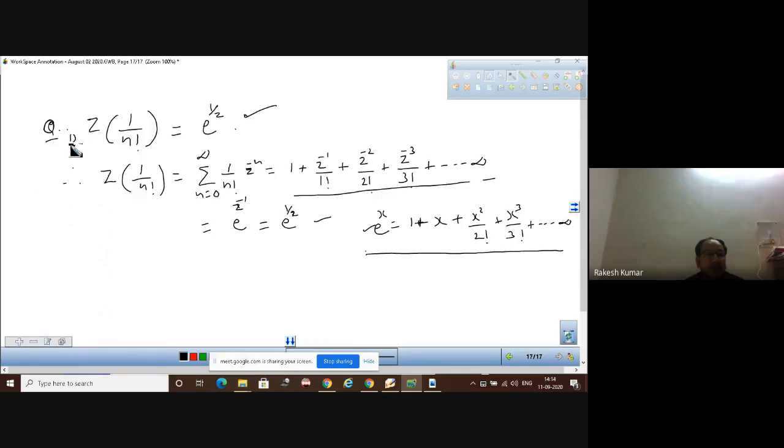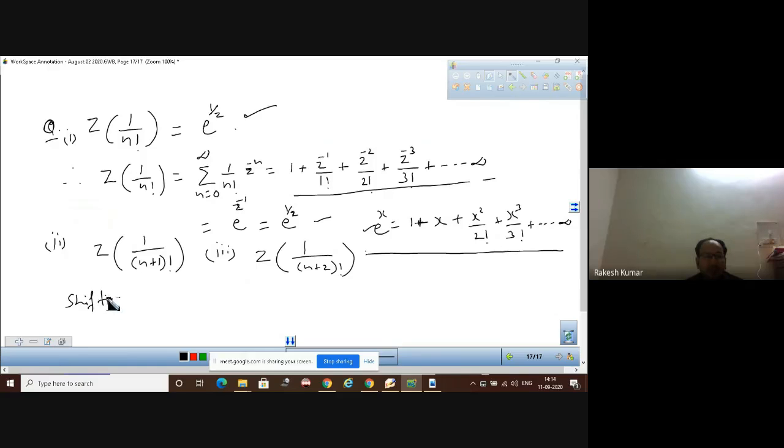Now this is the first part of the question, and in the second part we have to prove a deduction. The deduction is to compute the Z transform of 1 upon n plus 1 factorial, and similarly, we have to compute the Z transform of 1 upon n plus 2 factorial, by using this result of part 1.